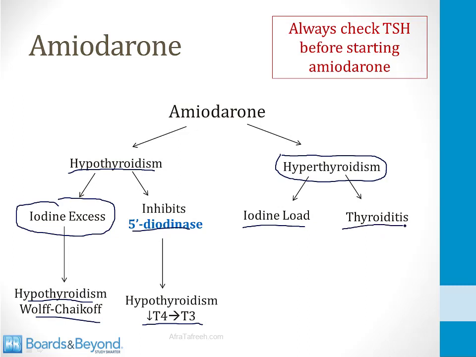So I've written a very important point at the top of the screen here, which is that you always need to check a TSH before starting any patient on amiodarone. You need to establish the baseline so that you can use it for comparison if the patient develops thyroid symptoms later.